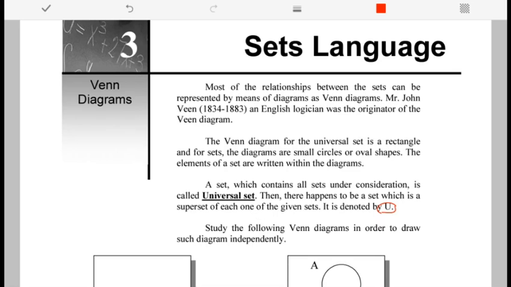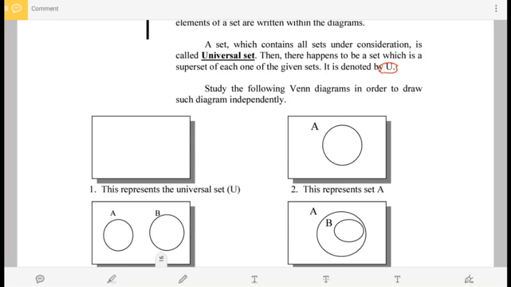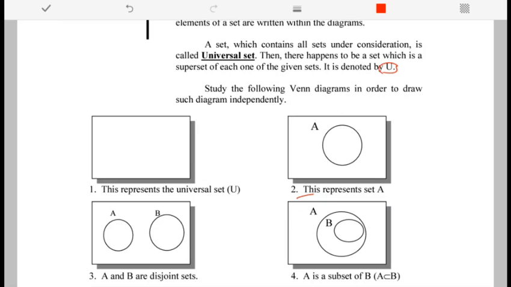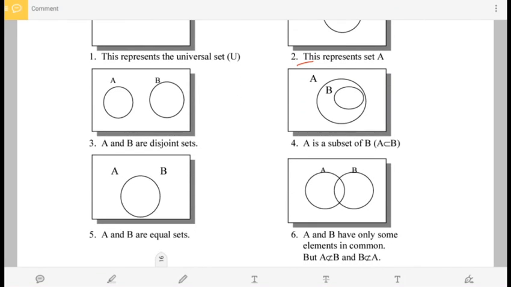Okay, let's study the following Venn diagrams in order to draw them independently. First, the universal set is the rectangle. Now for number 2, your A is inside your universal set, so set A is represented by a circle. For number 3, if you have two sets which are subsets of the universal set, set A and set B, these two sets are disjoint. Why? Because they are not connected to each other.